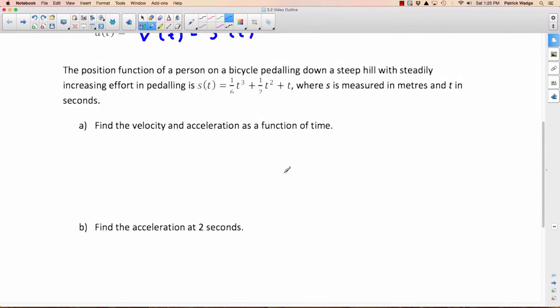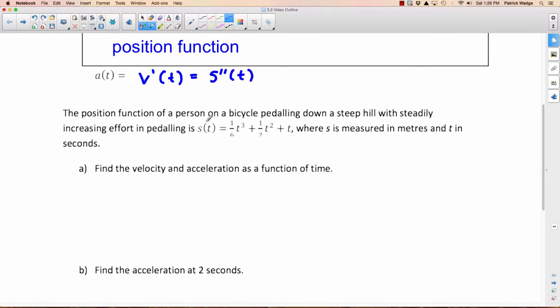One whole question today, is it? Wow. The position function of a person on a bicycle pedaling down a steep hill with steadily increasing effort in pedaling, so they're starting to pedal a little harder and harder, and they're doing that steadily. This is the function right here, where s is measured in meters and t in seconds. Find the velocity and acceleration as a function of time.